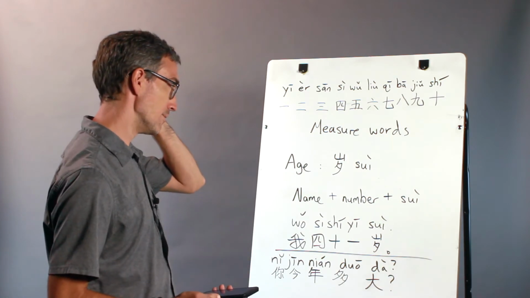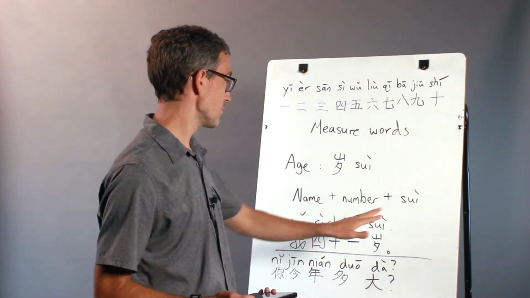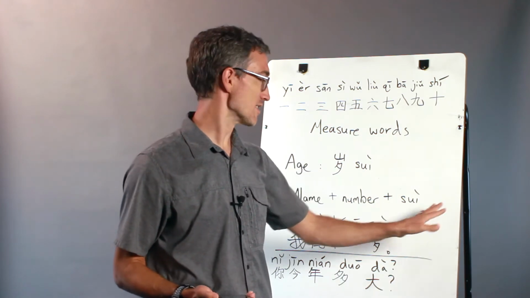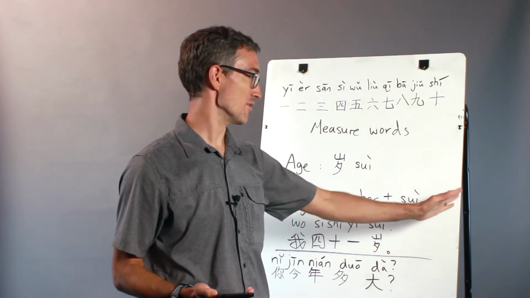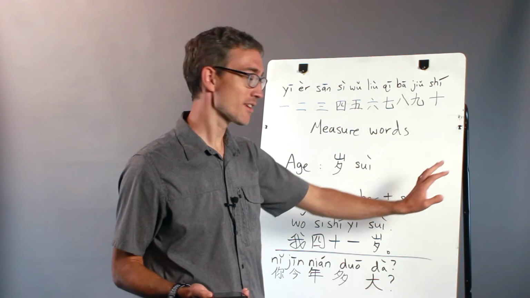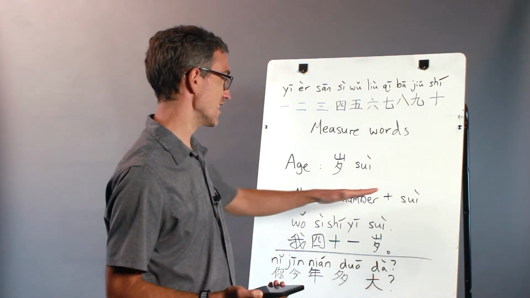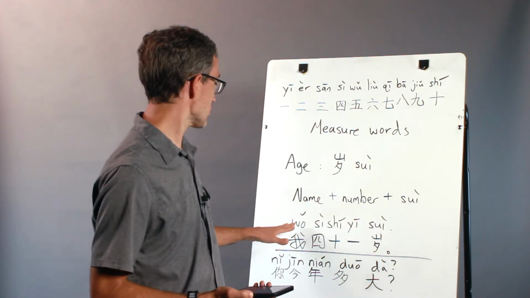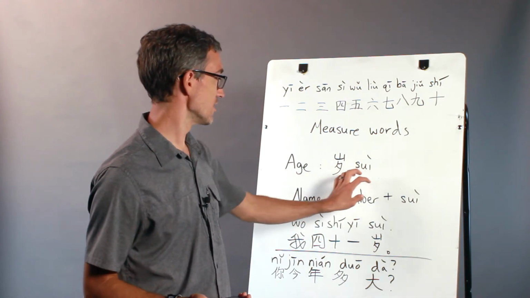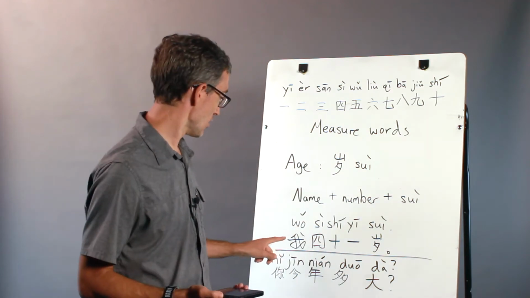By the way, there's probably an understood noun here, but this functions as a measure word and the noun is kind of left off. Maybe the understood noun would be something like years, years of age, but it's not spoken. So it's the name or the thing plus number plus 岁. So I am 41, almost 42.